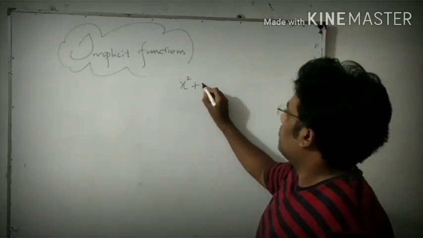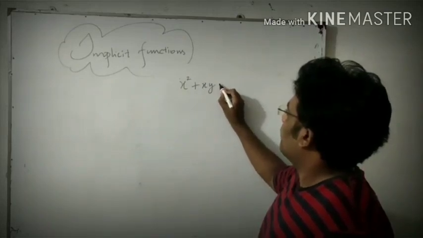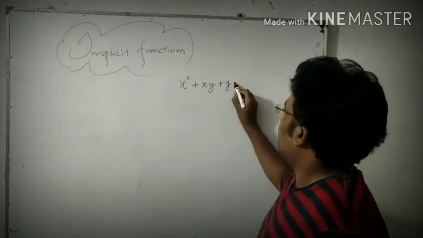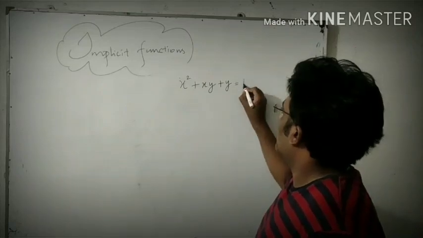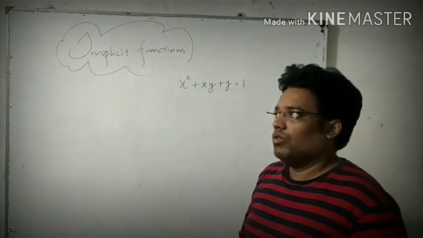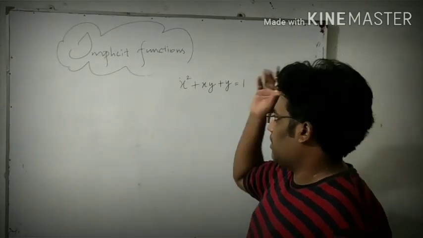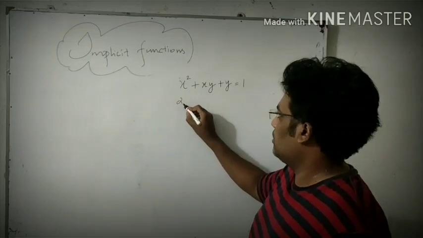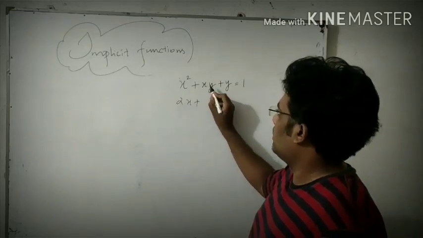x square plus xy plus y equal to 1. So find dy by dx is the question. So let's differentiate with respect to x. Differentiation of x square is 2x plus x into y.